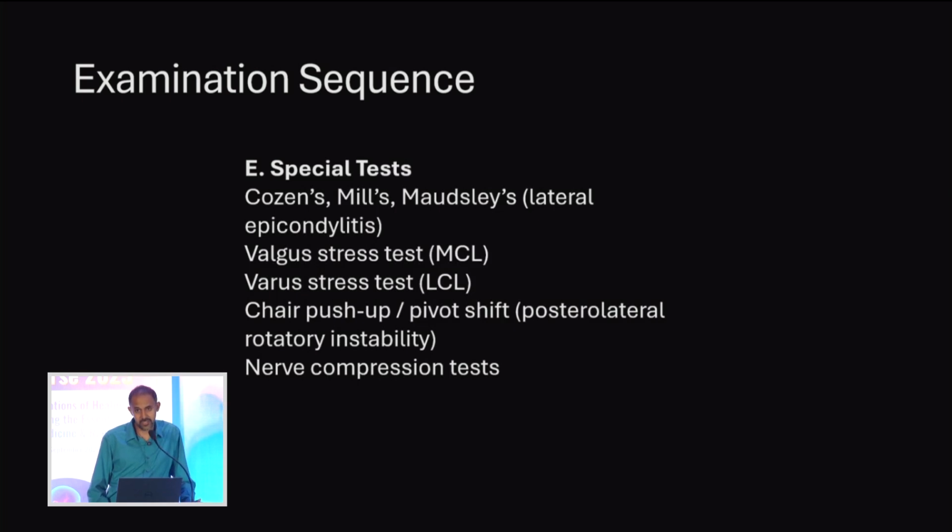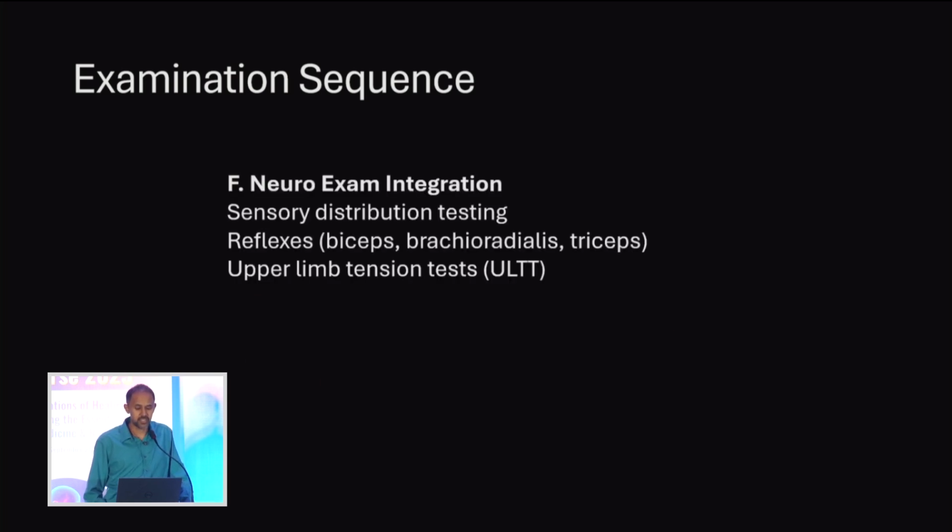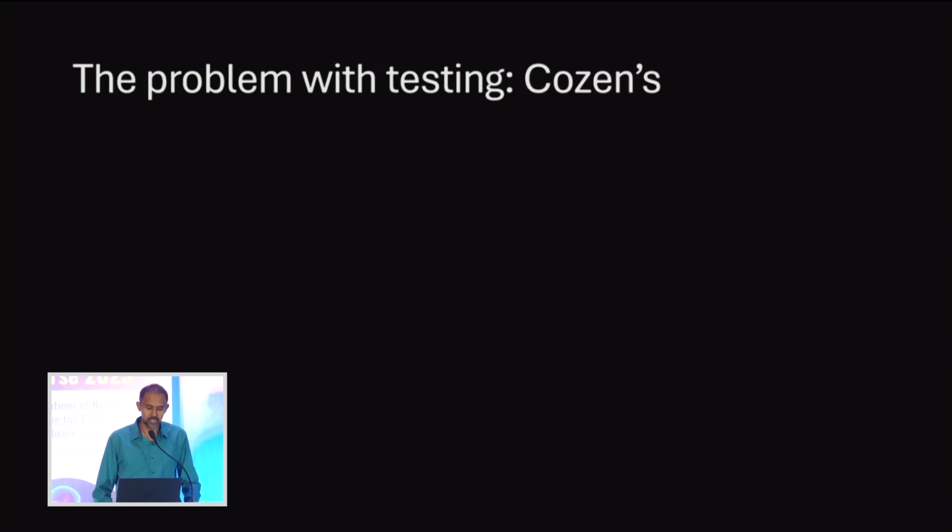The special tests that help us understand we're looking at a specific condition are like Cozen's test, Mills test, Maudsley's test, valgus, varus strain, chair push-up, pivot shift, nerve compression tests. And lastly, sensory distribution testing, reflexes, upper limb tension test, as you've seen before this morning. So it's not just about testing, though. Testing has a problem, and we're going to use Cozen's test as an example.